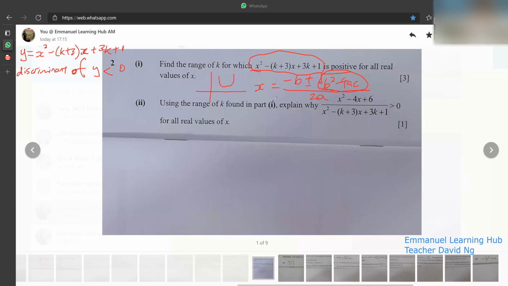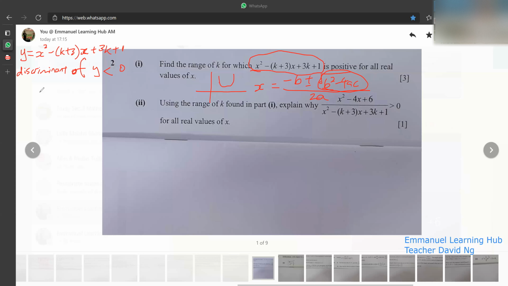Because x is minus b plus minus square root of b squared minus 4ac, over 2a. This formula I can prove to you some other time. How come x is equal to this? If you have time later, I can prove it to you. So let's focus on the question first. So the discriminant of y is negative.